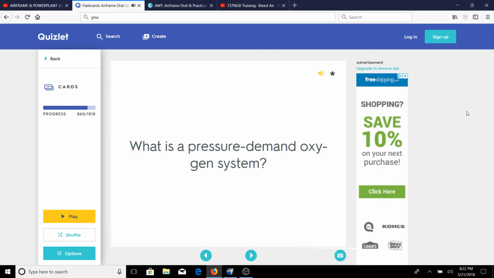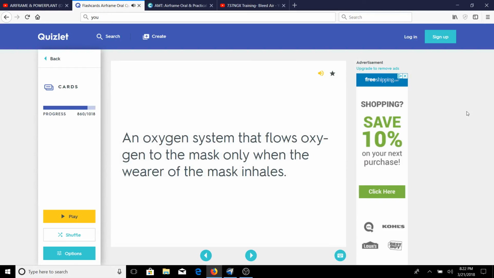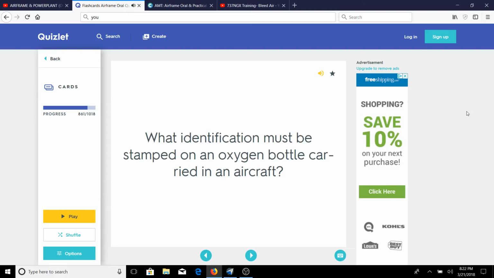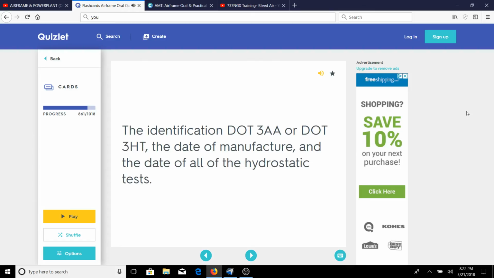What is a pressure demand oxygen system? An oxygen system that flows oxygen to the mask only when the wearer of the mask inhales. What identification must be stamped on an oxygen bottle carried in an aircraft? The identification DOT3AA or DOT3HT, the date of manufacture, and the date of all of the hydrostatic tests.